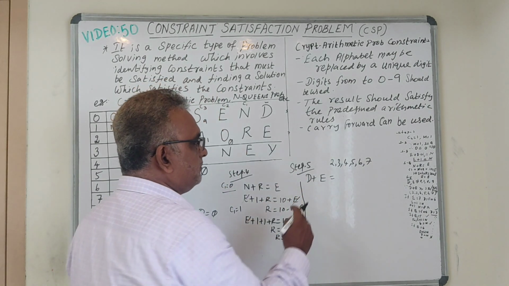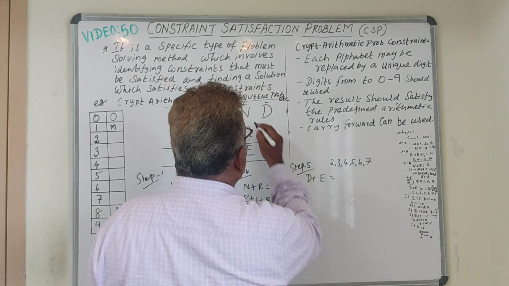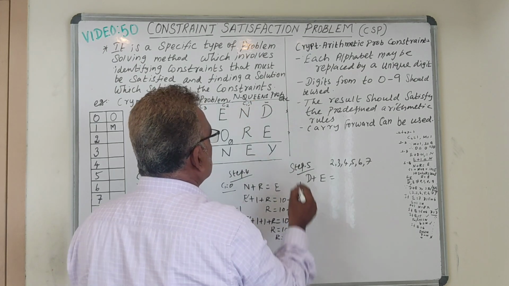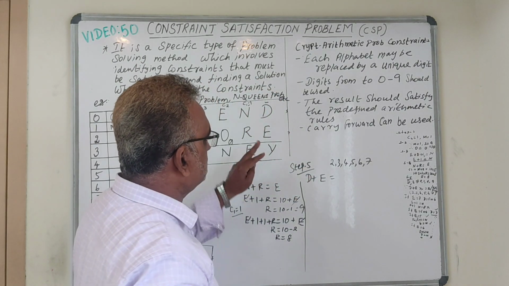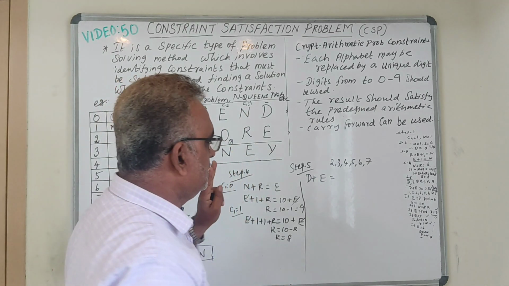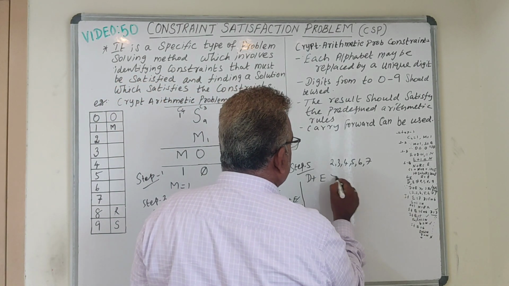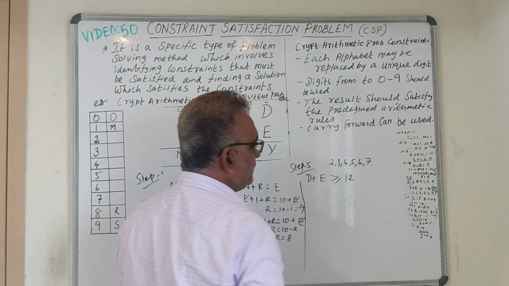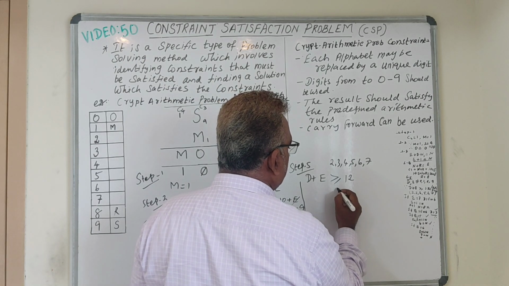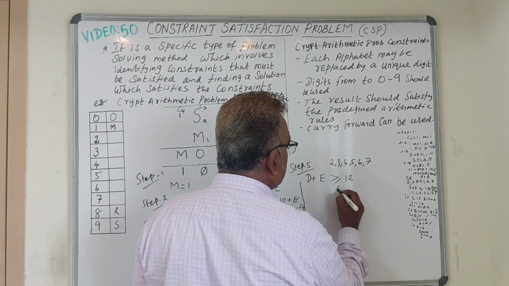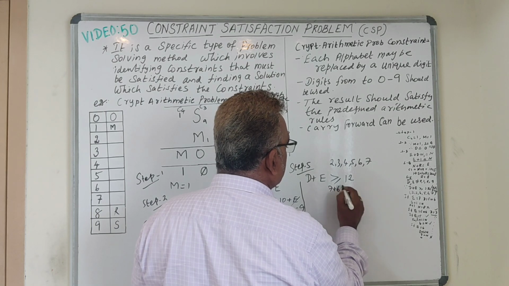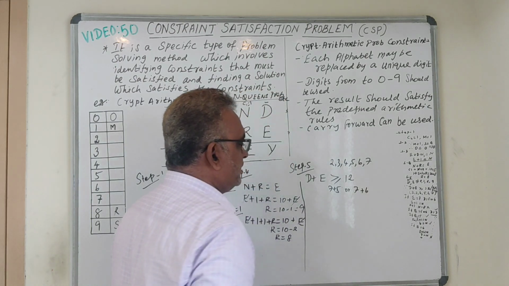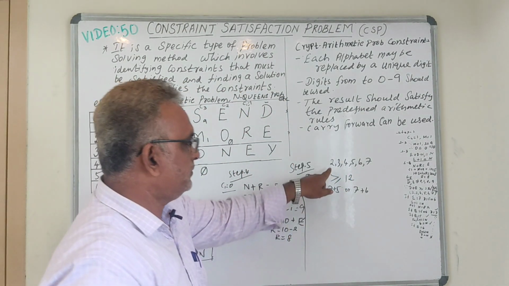But now the problem is we have a carry, because C1 has carry, it is equal to 1. So definitely if you add these two, that should yield a carry. So we can say that D plus E must be greater than or equal to 12. So D plus E can be 5 plus 7 or 7 plus 6. These are the two possibilities from these available numbers.